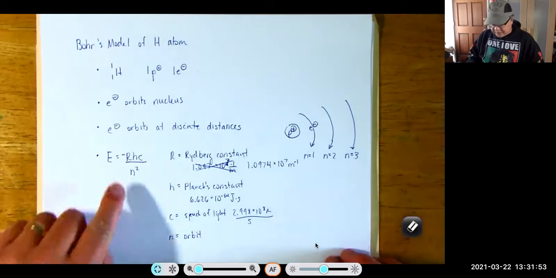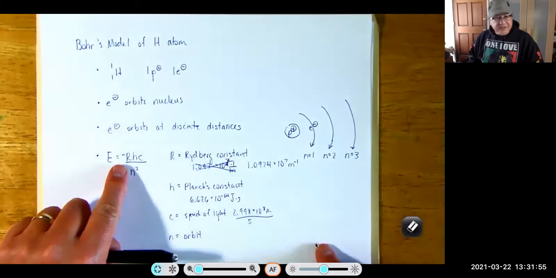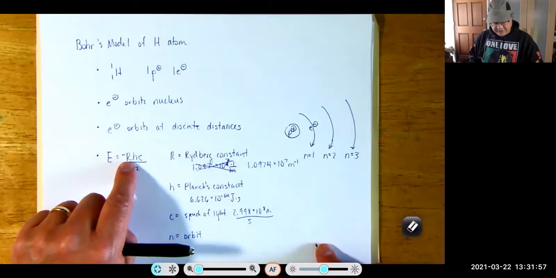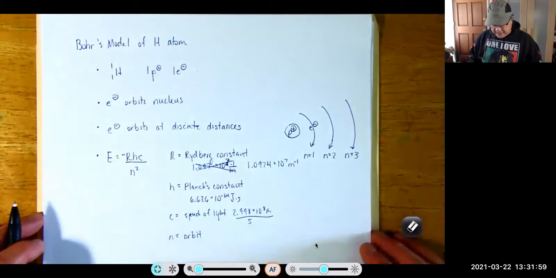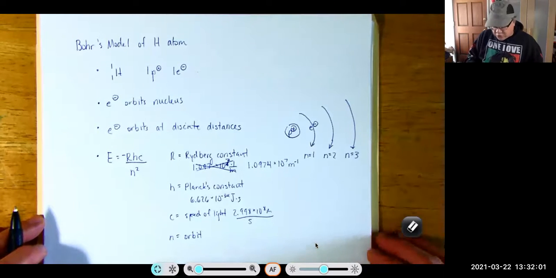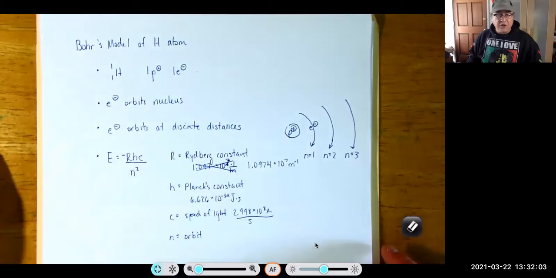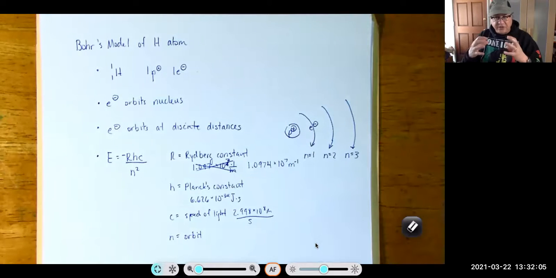So this is the energy of an electron. Now, the reason that there's a negative sign here is because the electron is actually attracted to the nucleus. So when these charges are attracted to one another, we give it a minus sign. And when they're repelled from one another, you give it a positive sign. Okay, so there's Bohr's model of the hydrogen atom.